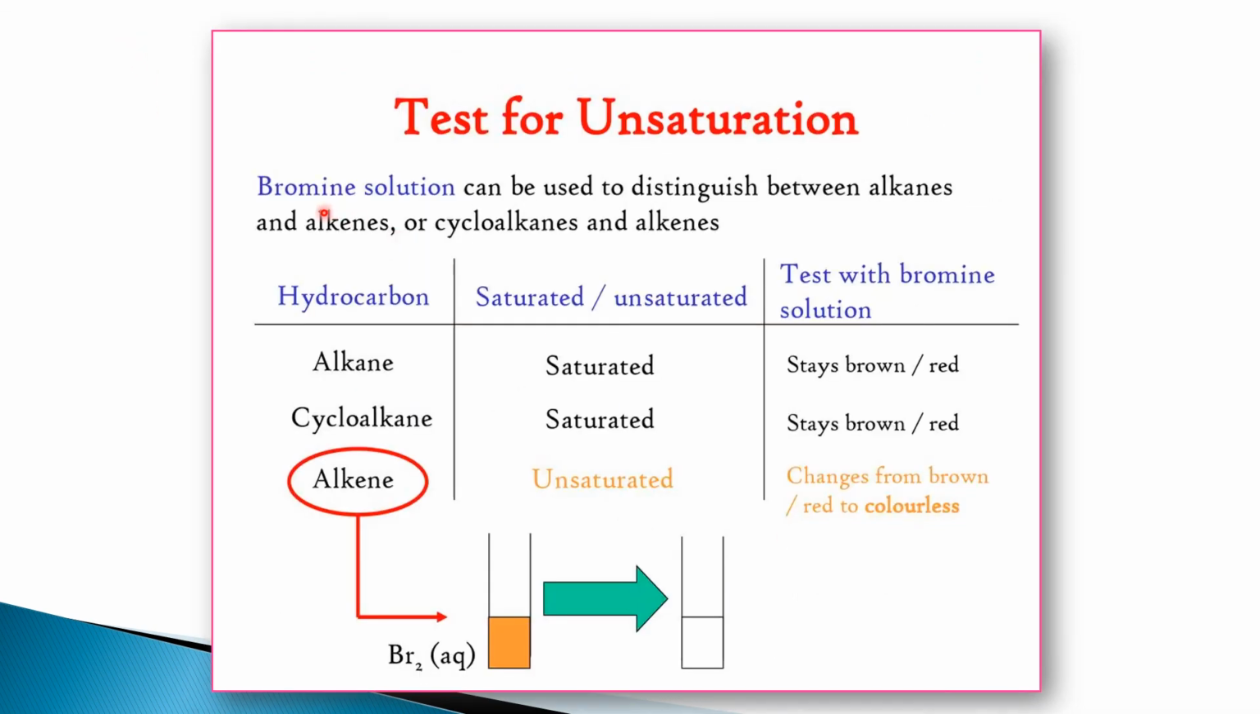This test is used to distinguish between alkanes and alkenes, or cycloalkanes and alkenes. Because alkanes and cycloalkanes are saturated compounds, the brown color of bromine does not disappear because bromine is not used up in the reaction. Alkenes are unsaturated compounds, so the brown color of bromine disappears, that is, bromine is used up in the reaction.